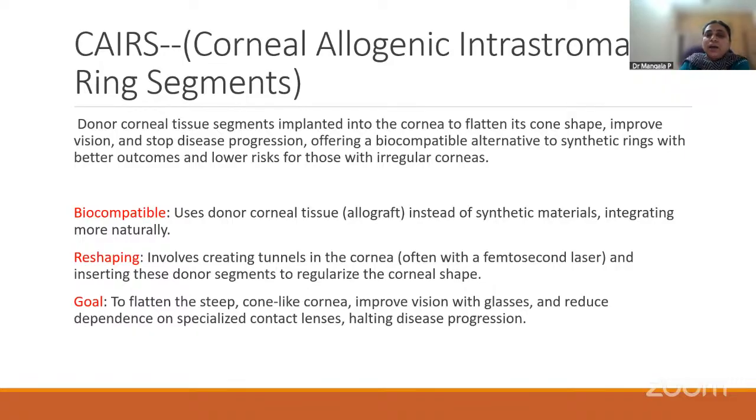This also has the same principle of flattening the central cornea. Here also the procedure is similar, creating tunnels in the cornea with a femtosecond laser or manually, and the rings are placed in the steep axis. The goal is to flatten the steep cornea and improve the vision with glasses. Here also we are not going to aim for a completely clear vision, but the vision can improve with glasses and reduce the dependence on specialized contact lenses, and it can be complemented with C3R for halting disease progression.